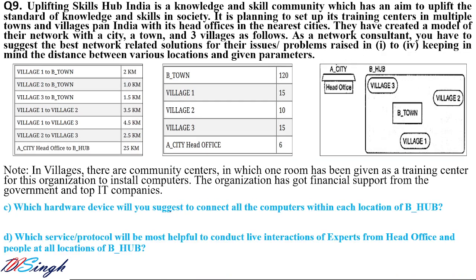Fine. Which hardware device will you suggest to connect all computers within each location of the B hub? Fine. So each location has multiple computers in it. I told you already, if you have more than one computer in a particular location, switch is the device that is going to be used to connect all of them together. You have already seen in your labs that box is there, which all the cables, internet cables from your computers are going to, and in that box a switch is kept inside it, which is used as a device to connect all the computers within one space. Okay, fine. So switch or hub is used.